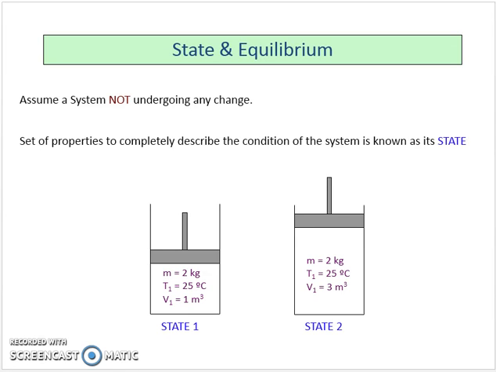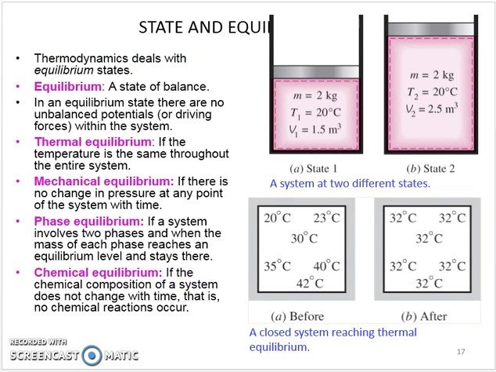State and equilibrium. A system not undergoing any change is said to be in equilibrium. The set of properties that completely describes the condition of the system is known as the state. Equilibrium means a state of balance. In an equilibrium state, there are no unbalanced potentials within the system. It is classified into thermal, mechanical, phase and chemical equilibrium.